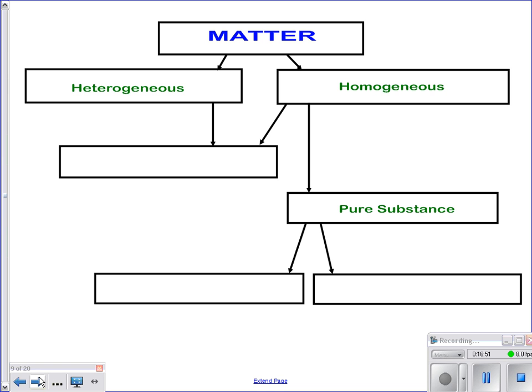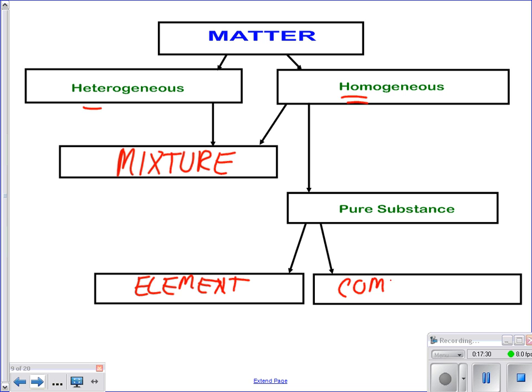I can take all of matter, and I can break it down into either being that it looks different to the naked eye, or it looks the same to the naked eye. So that's one way of breaking it down. If it looks different, what is the only possibility? How do you have to classify it? Mixture. And yeah, you can have a homogeneous mixture. That's also possible. So you can have that part of your chart. But if it's a pure substance, then it's either going to be an element or a compound.